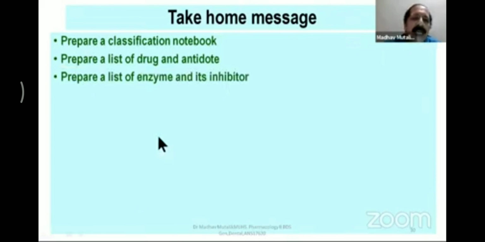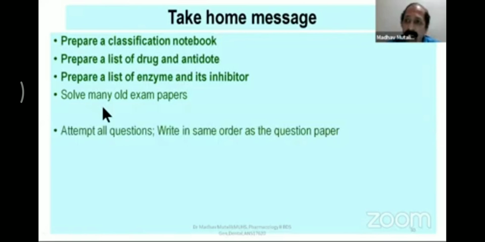And prepare a list of enzyme and its inhibitor. For example, anticholinesterase. So write the name of the enzyme, cholinesterase, and the inhibitor is the anticholinesterase drugs, that's physostigmine, neostigmine. You will find almost 50 most important enzymes inside the body, which are extremely important pharmacologically, because you are going to derive 50 different mechanisms of action and 50 different drugs which are inhibitors of the enzyme. So please do these 3 things, it is going to be helpful to you. And everyone tells you to solve the old exam papers. Everyone does it, I suppose.